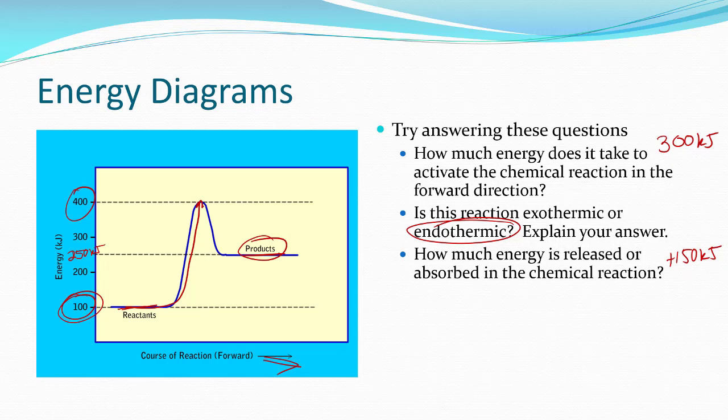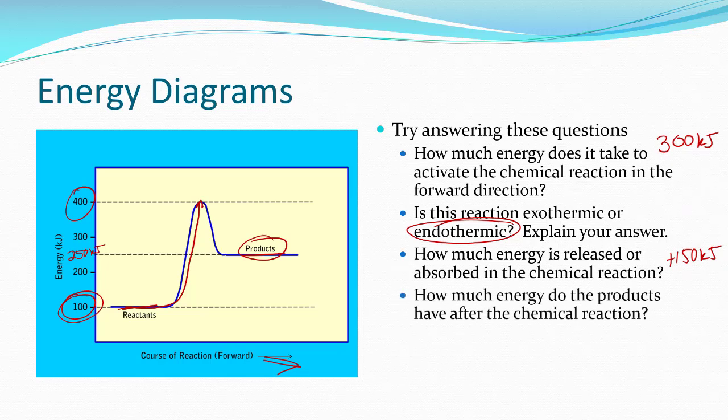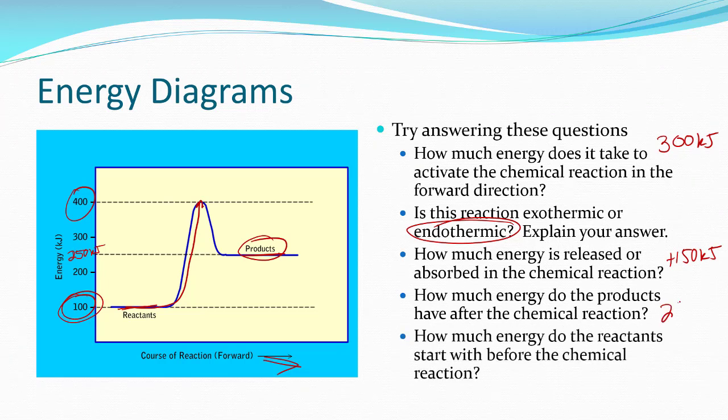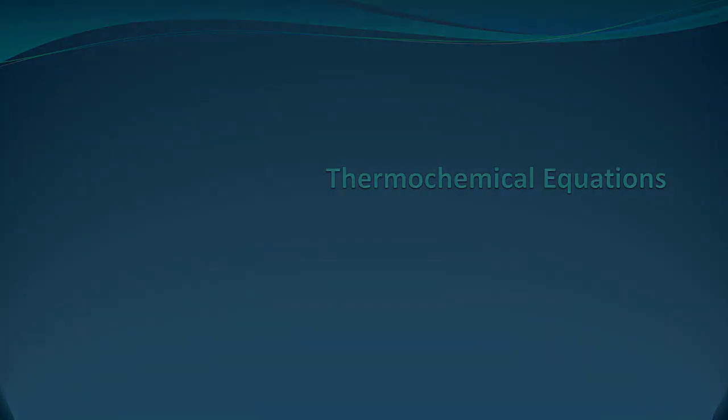Our next question would be, how much energy do the products have after the chemical reaction? Well, I would say 250 kilojoules. And then how much energy do the reactants start with before the chemical reaction? I would say 100 kilojoules. I'm hoping that makes sense, because what we're going to do is build off of this. Notice, I didn't tell you what the reactants were. I didn't tell you what the products were. I'm just giving you graphs to interpret. So let's look at it with actual information on it, what are called thermochemical equations.